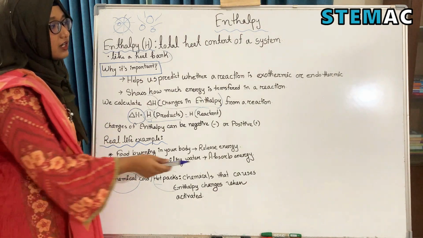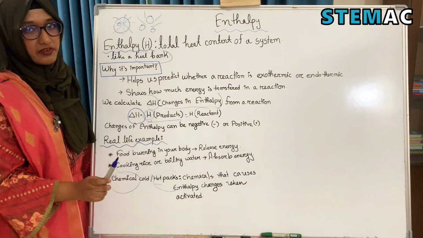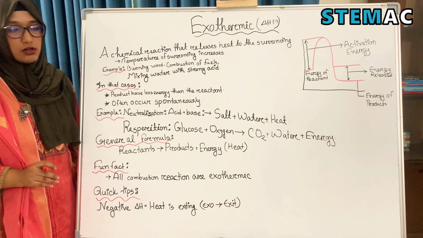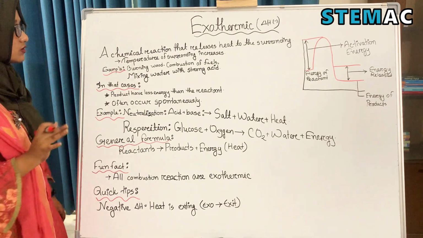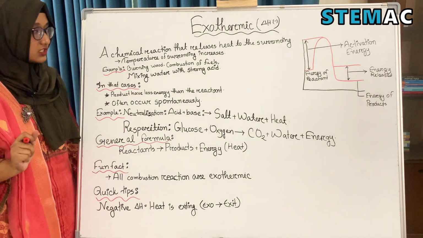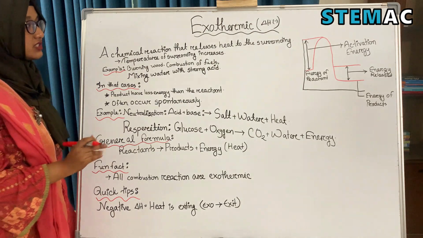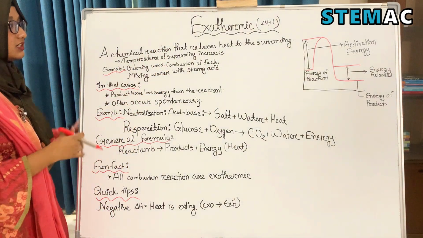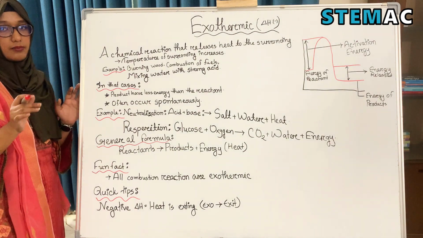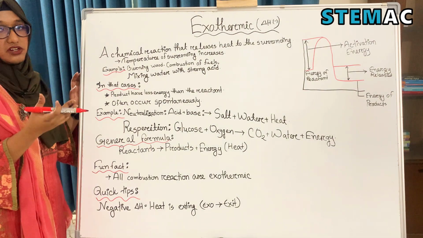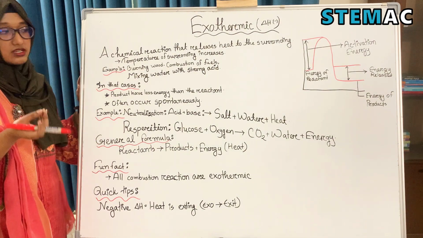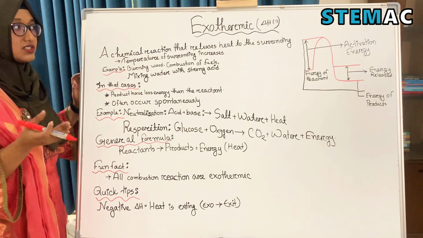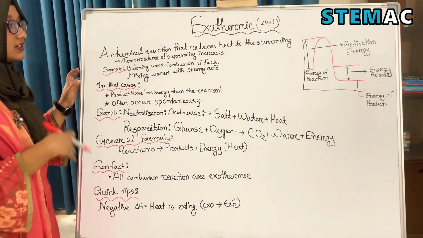Next we're going to learn about exothermic and endothermic reactions. Now we're going to learn about the exothermic reaction. So what is an exothermic reaction? It's a chemical reaction that releases heat to the surroundings, the environment. It's going to release some energy, which we learned in enthalpy, that in a reaction energy either gets absorbed or released. So in the case of exothermic, it's going to release.